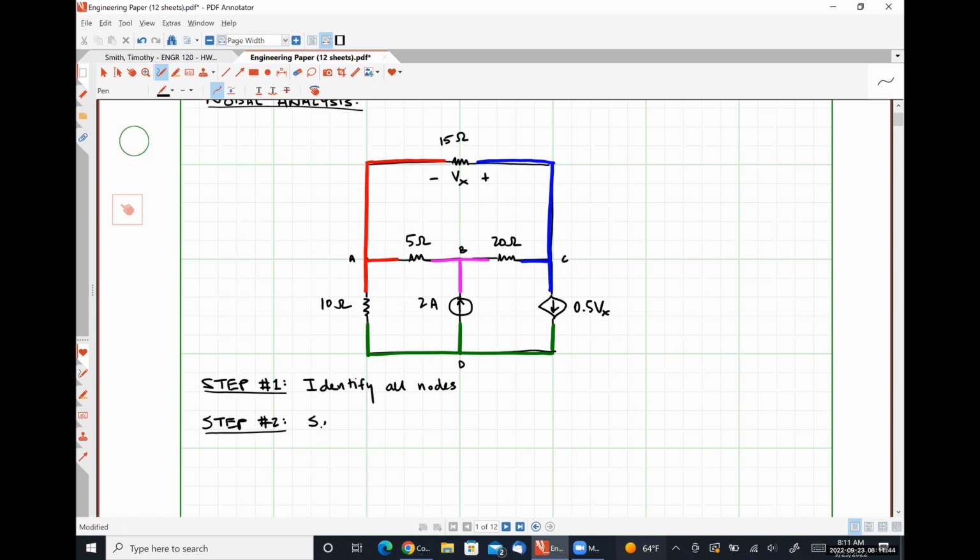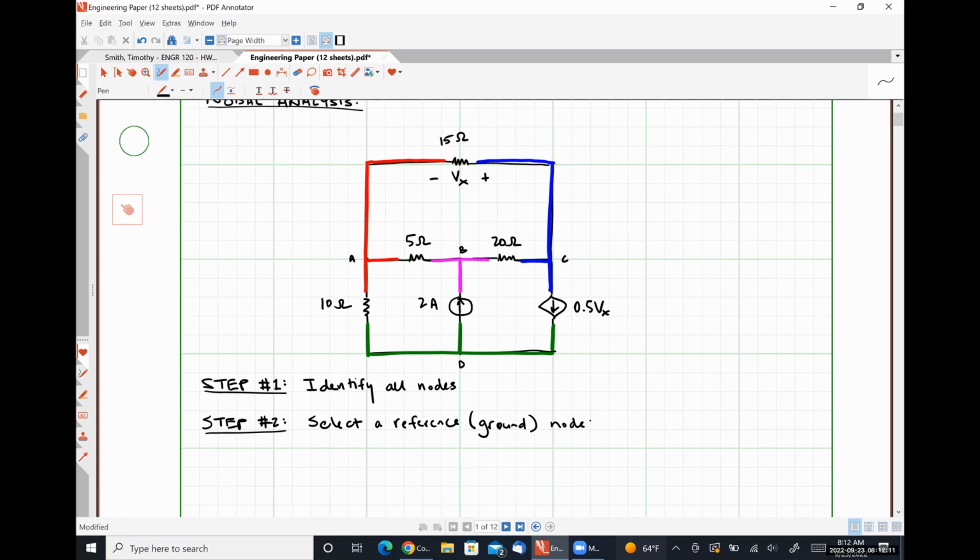We need to select a reference or ground node. So what I mean by this is we pick one of these 4 nodes in this circuit, and it will be the node that serves as a reference for all of the other nodes.